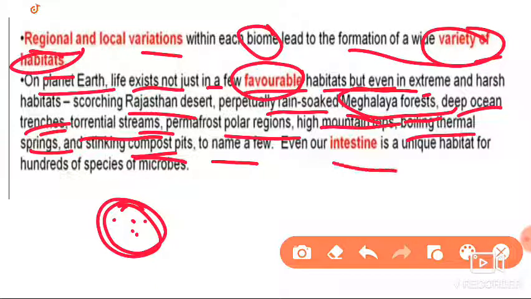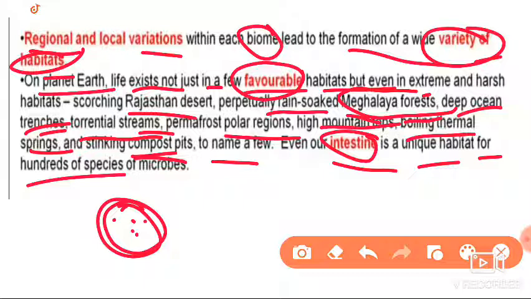And even our intestine is a unique habitat for hundreds of species of microbes. So many organisms can survive in our intestine. It is also one of the environments, one of the habitats for so many. For example, you can take roundworms. Intestine is a habitat.